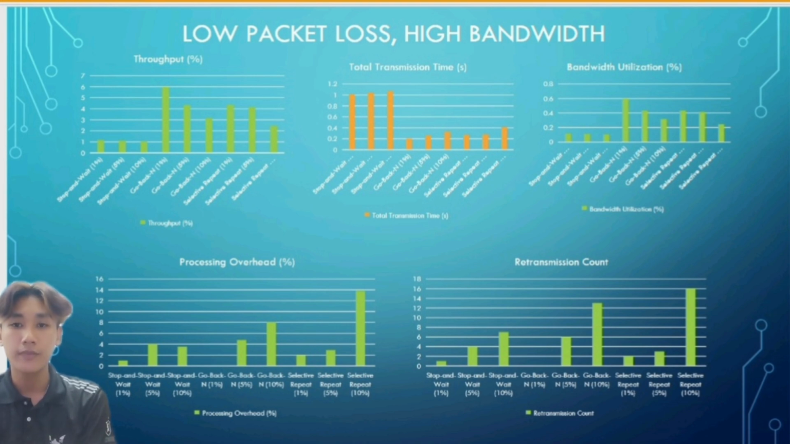So for the conclusion, in an environment with low packet loss and high bandwidth, go back N outperforms the others in terms of throughput, transmission time, and bandwidth utilization, while selective repeat is more reliable but comes with a cost, which is higher processing overhead and retransmission count as packet loss increases. Stop and wait, while simple, is highly inefficient under this condition and unsuitable for high performance needs.